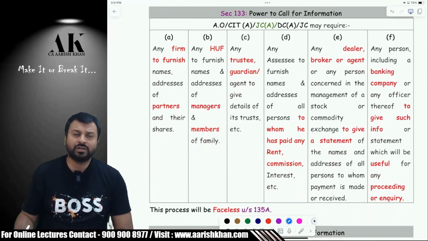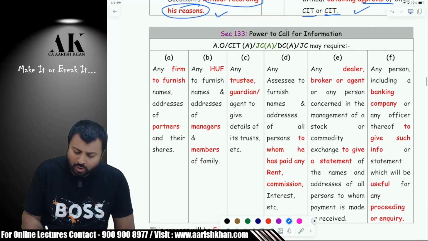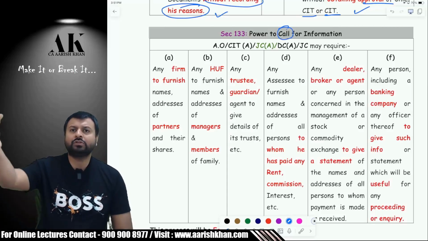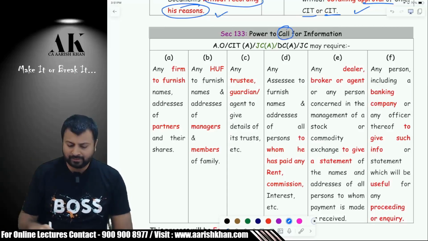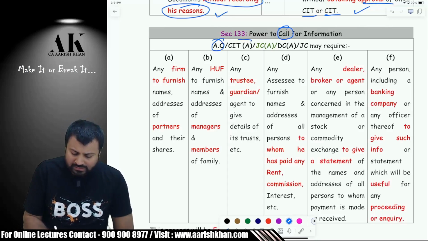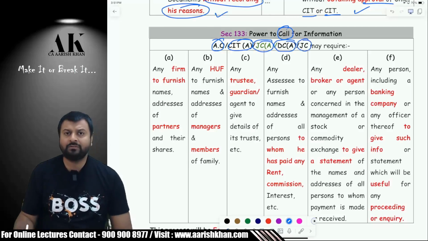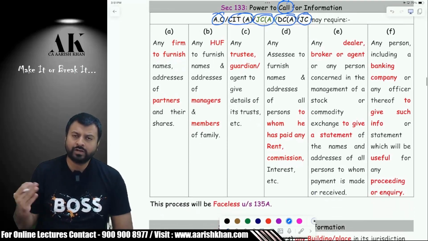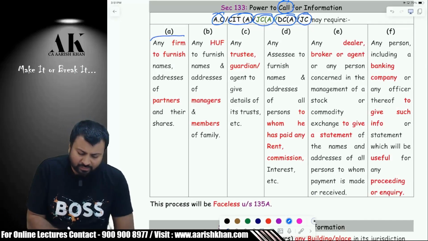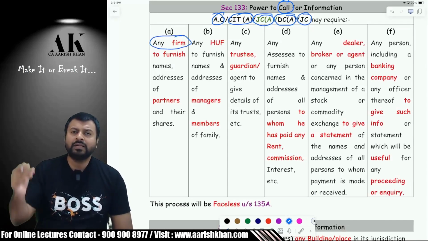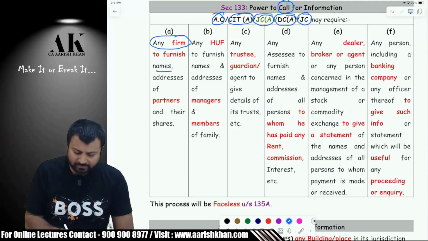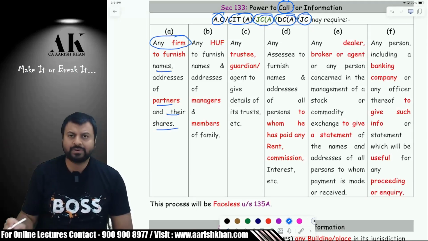The third section, 133, power to call for information. I want to call certain information from some people. Who will call? AO will call, CIT appeal will call, JC appeal will call, deputy commissioner appeal will call, joint commissioner appeal will call. To whom will they send notice and what information will they call for? First, they will send a notice to a firm, and ask the firm to furnish the details of all the partners and their respective shares in the firm.